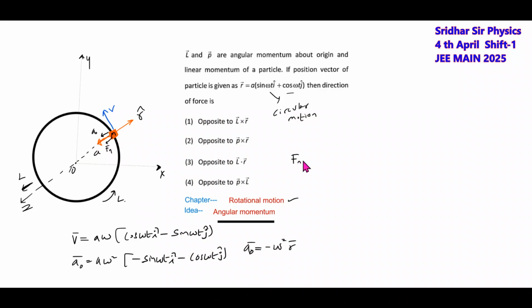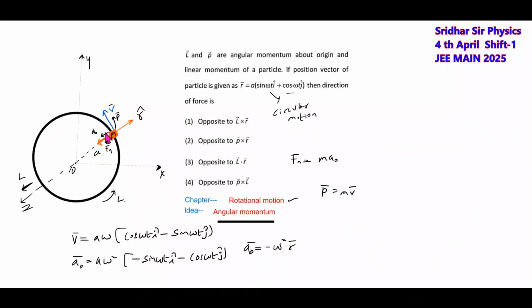Centripetal force Fn should be equal to m a naught, which is equal to m times this much a naught, this one, along r bar. Okay, sir, what about the momentum vector? The momentum vector will be like this: tangential, parallel to the velocity, because p bar equals m v bar.